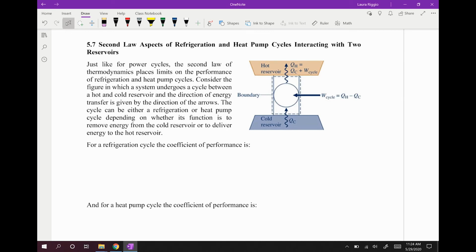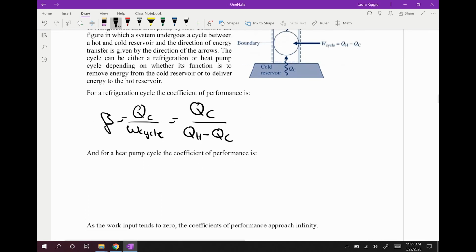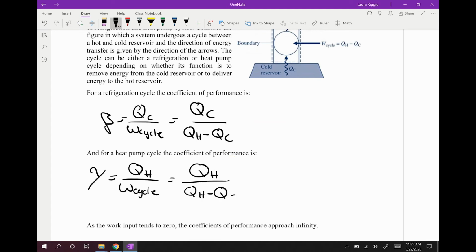For a refrigeration cycle, our coefficient of performance beta is equal to QC over W cycle, which is equal to QC over QH minus QC. If it was operating as a heat pump cycle, we would have our coefficient of performance gamma equal to QH over W cycle, which is equal to QH over QH minus QC.